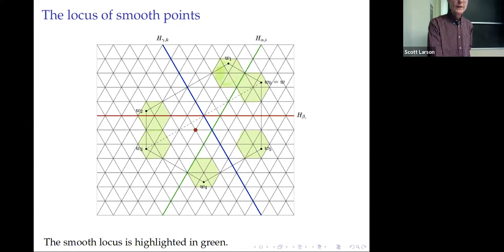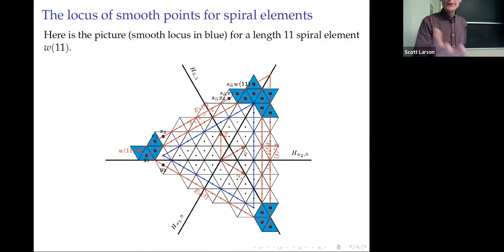If you're interested, Wenjing Li and I worked out the smooth loci for the spiral elements. This is the smooth locus for a length 11 spiral element. For spiral elements, it's a somewhat similar picture, except that some of the elements aren't less than or equal to W, so you don't get all these elements here.